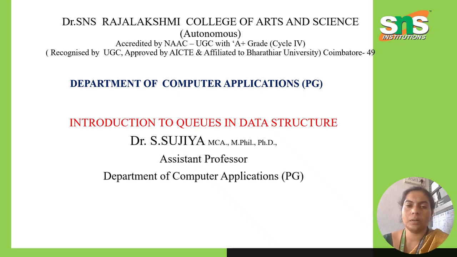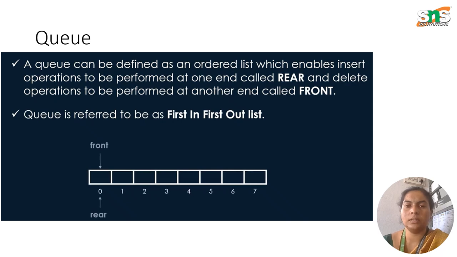And today the lecture video I'm going to discuss is about queues in data structures. A queue is an ordered list which enables insertion and deletion operations, and this is called first in, first out, which is referred to as FIFO.